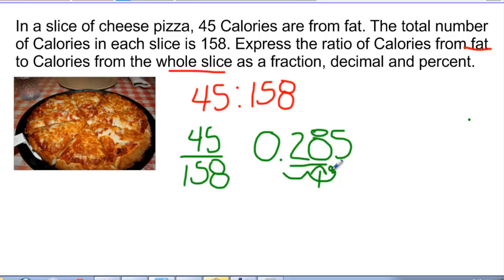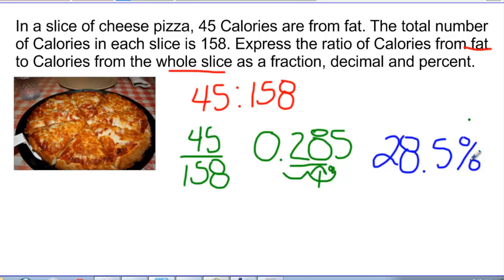So if I wanted to write this as a percent, I would write it as 28.5%, because I have 28 hundredths, and then I have 5 thousandths, which is the same as half of 1/100th. So 28.5%. Now, this is important.